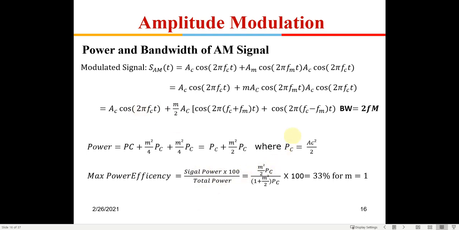So the signal power is M square by 2 PC from here. Okay, M square by 2 is M square by 4 of the upper sideband and M square by 4 of the lower sideband. Now if you put the value of M equal to 1, that is for a modulation index of 1, you will get 33%. So you will find this is the maximum power efficiency. So obviously the efficiency of an AM signal is not very good as compared to the other modulation schemes which we are going to see shortly. Okay, so this is how the power and the bandwidth of an AM is defined.